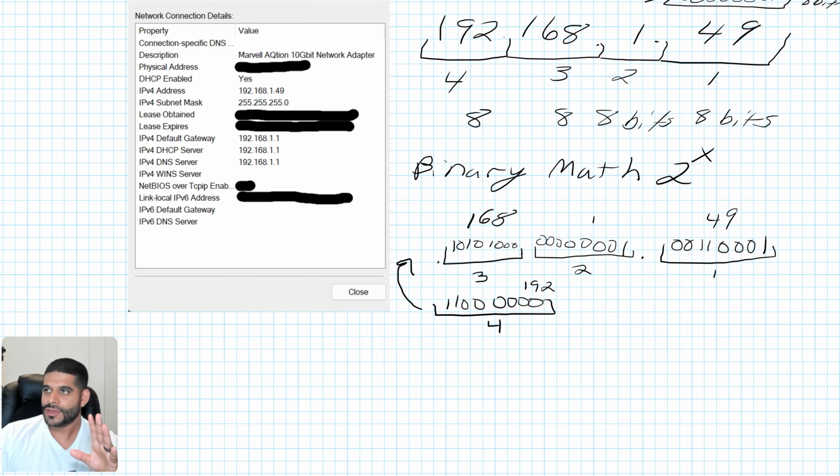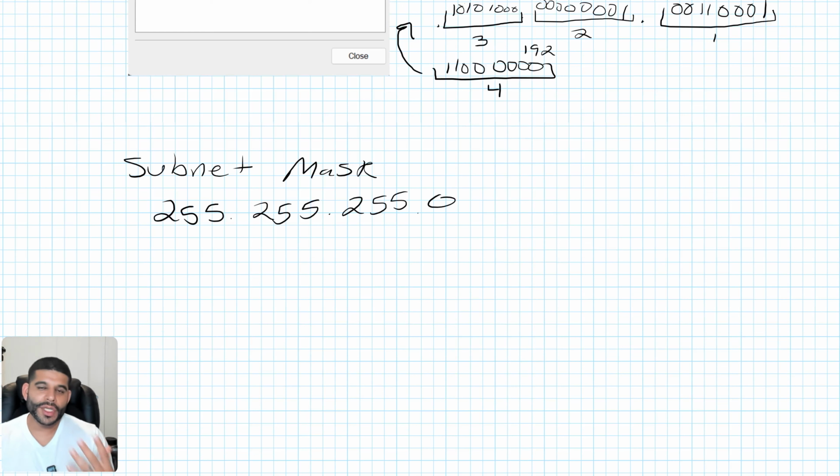It says here 255.255.255.0. Well, what does that mean? Now, guys, whenever you're working with networking, and especially on computers, your subnet mask actually tells you what your network is, and it also tells you how many hosts you have in your network.